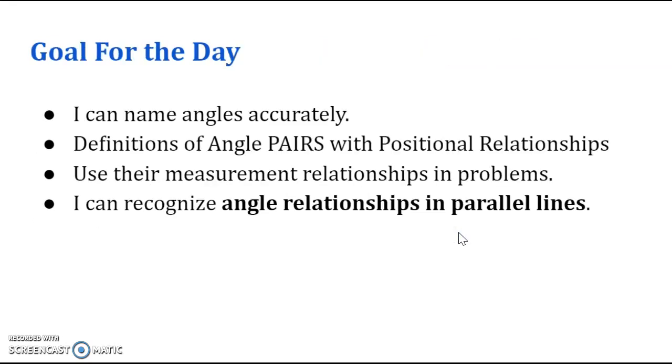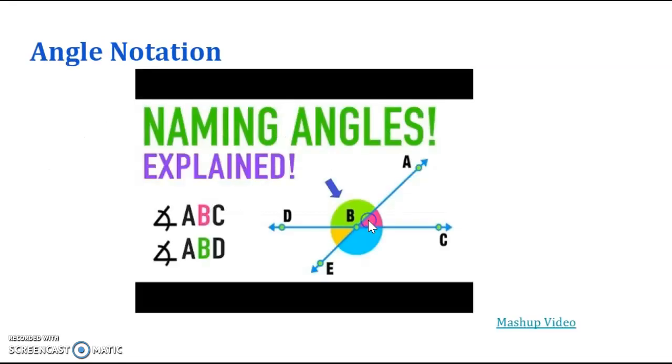Goal for the day: we are going to work on naming angles accurately, because I find that students are still having a hard time naming and understanding what angles we're talking about. As well as definitions of angle pairs and positional relationships, using that to solve problems, and finally the angle relationships in parallel lines.